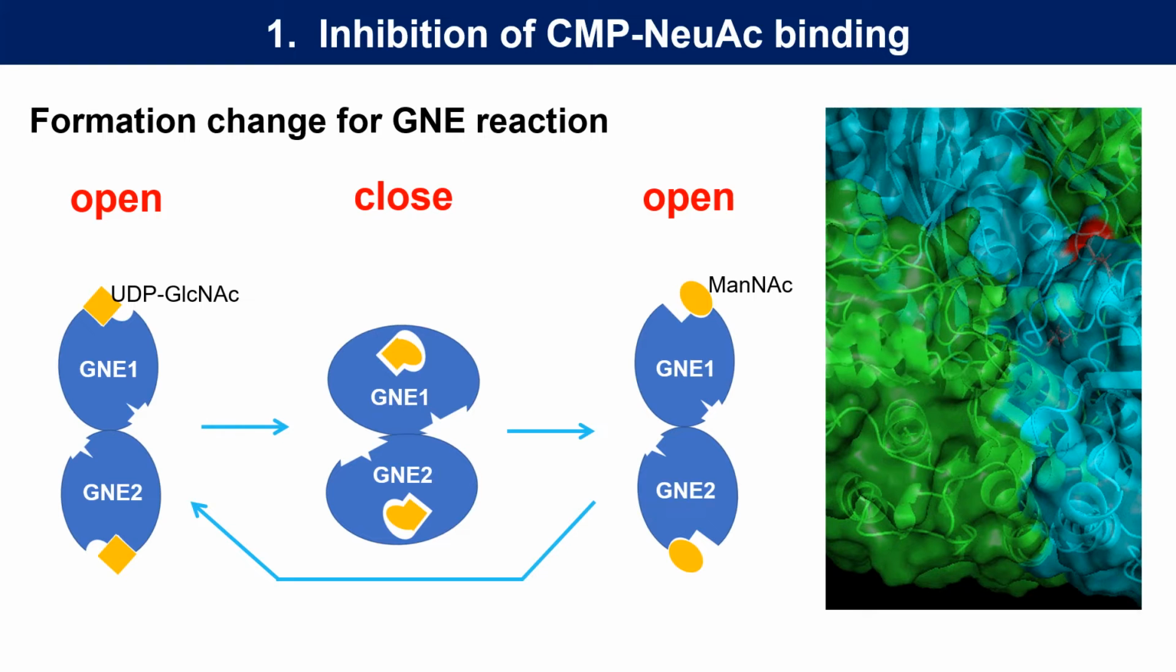For producing ManNAc, first the GNE enzyme will be open and UDP-GlcNAc will bind to the GNE enzyme. Then the GNE enzyme would be closed for the enzyme reaction. And in this phase, UDP-GlcNAc will be changed to ManNAc. And after the enzyme reaction, the GNE enzyme would reopen to release ManNAc. And this kind of open-close formation change is always repeated to produce ManNAc.